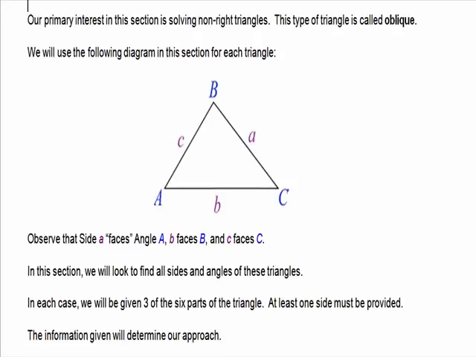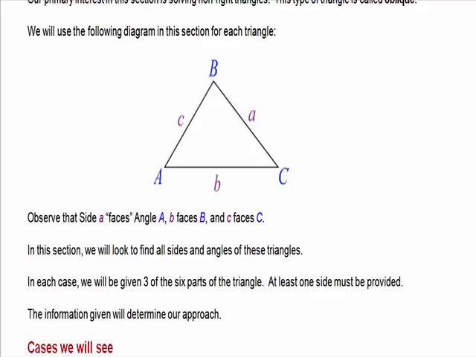In this section, we're going to look at ways of solving triangles. Sometimes we won't need to find all of the sides, but we're going to start off by looking at ways to find all of the sides and all of the angles. And in each of these cases, we're going to be given 3 of the 6 parts of the triangle, and at least one side must be provided. So you get 3 of the 6 pieces, but at least one has to be a side. And then the information we're given will determine our approach.